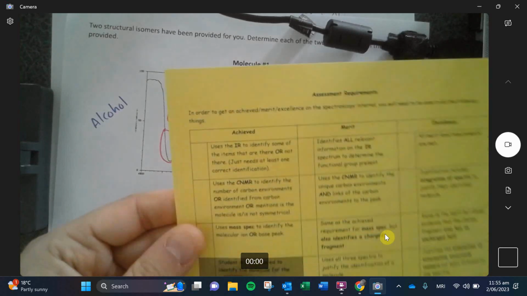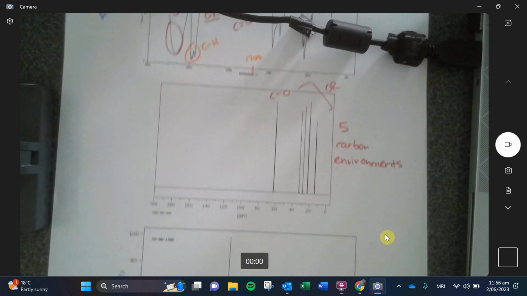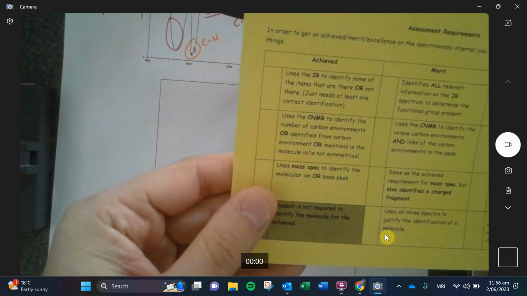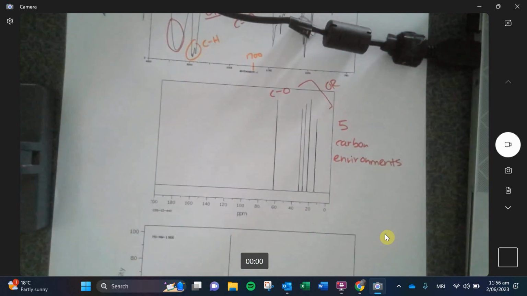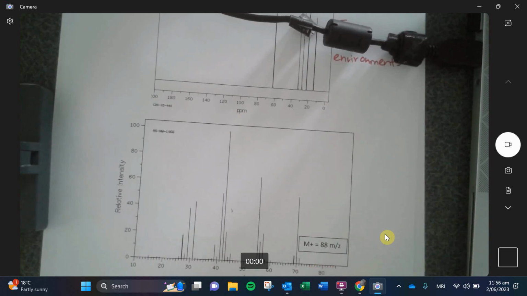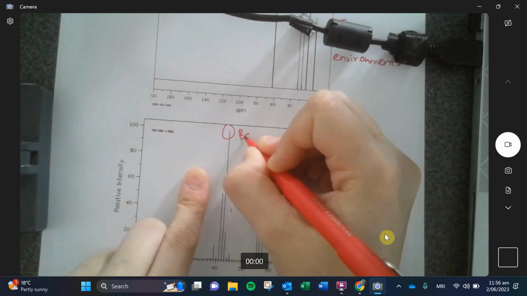The last thing you need to do for an achieved is you need to do the mass spec, and you have to identify either the molecular ion or the base peak. I would say identify both just for the safety net. The one you're more likely to make a mistake on is the molecular ion because you might get confused and be like, ooh, is this tiny peak a molecular ion or not? Your best bet to make sure you get the achieved is labeling that base peak every single time, which is our 100%. So this here is my base peak.